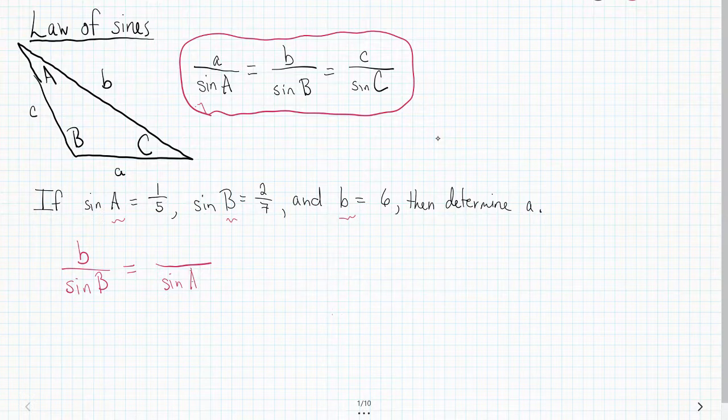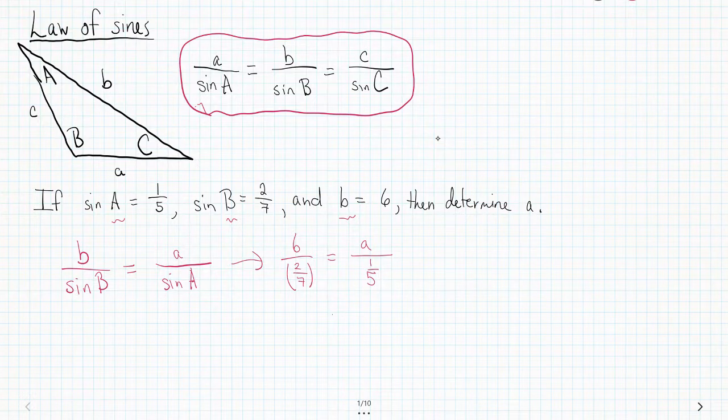So we'll write sine of capital A right there, and then we'll have little a sitting in that spot. So keeping this in mind, we want to solve for this little a. And our lowercase b is 6. Our sine of B is 2/7. And this should equal lowercase a over sine of A, which is 1/5. Okay, well, how do we go about doing this?